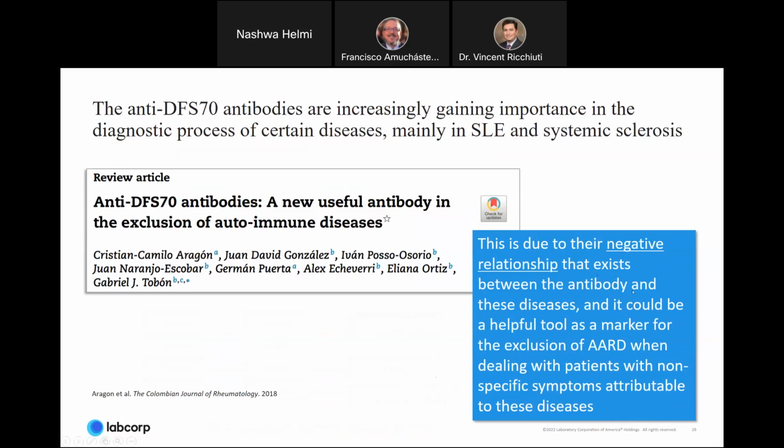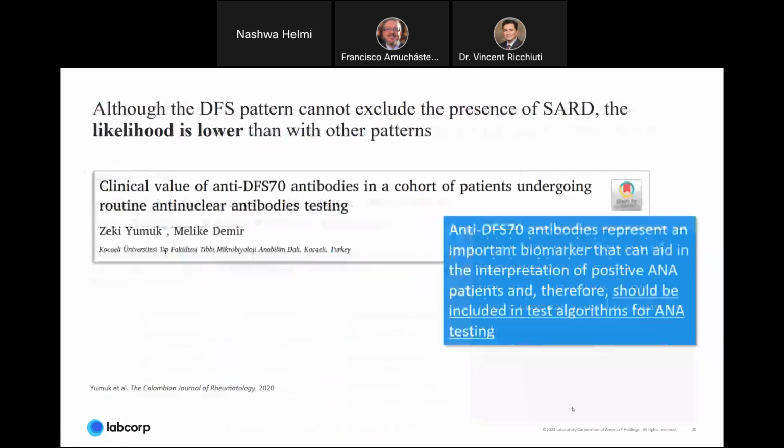And it could be a helpful tool as a marker for the exclusion of the ANA-associated rheumatoid disease when dealing with patients with non-specific symptoms attributable to this disease. So very helpful to kind of classify your patient into a non-systemic autoimmune rheumatoid disease.